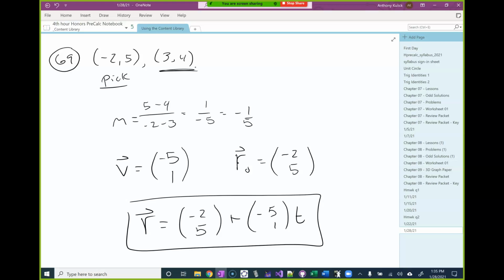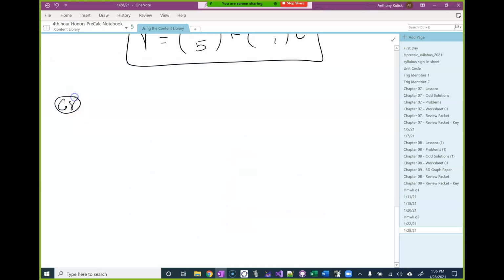Sophia. 68 says, find the slope-intercept form for the following lines given as vectors. So we're just going backwards to the slope-intercept equation. Okay. So basically what I'm going to do is kind of that same transformation that I did in 58 that we started with. So I'm going to kind of distribute the i's and j's through.